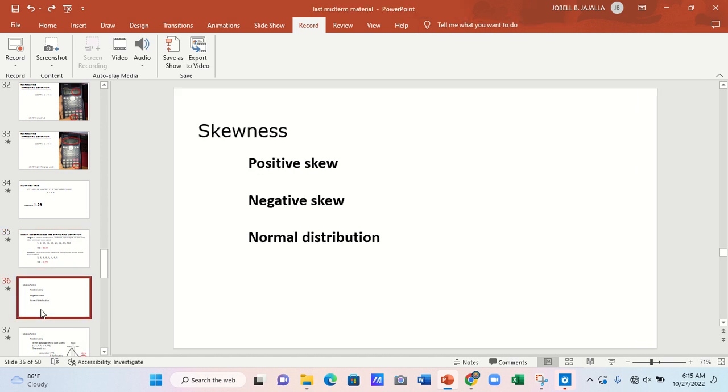Now, hapit na tamahuman, we now have the skewness. So skewness. So we have three following skewness. We have the positive skew, negative skew, and then the normal distribution.